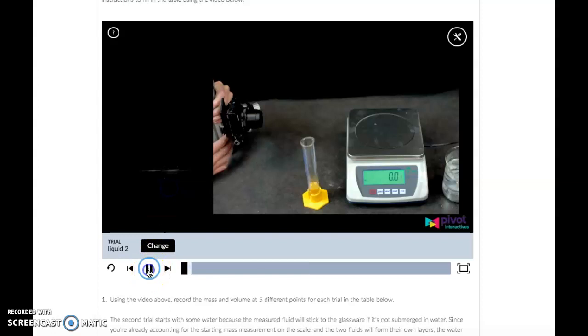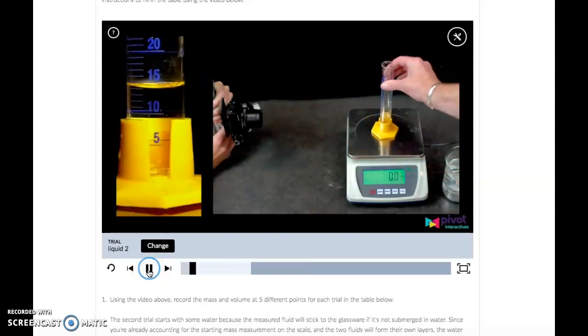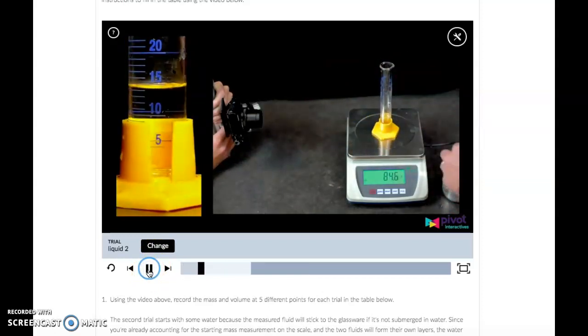The way to get to that second liquid, click Change, click Liquid 2, and then Load. So now it loads, you play the video. Once again, notice they do not zero out the balance, so you should record that mass of the graduated cylinder.